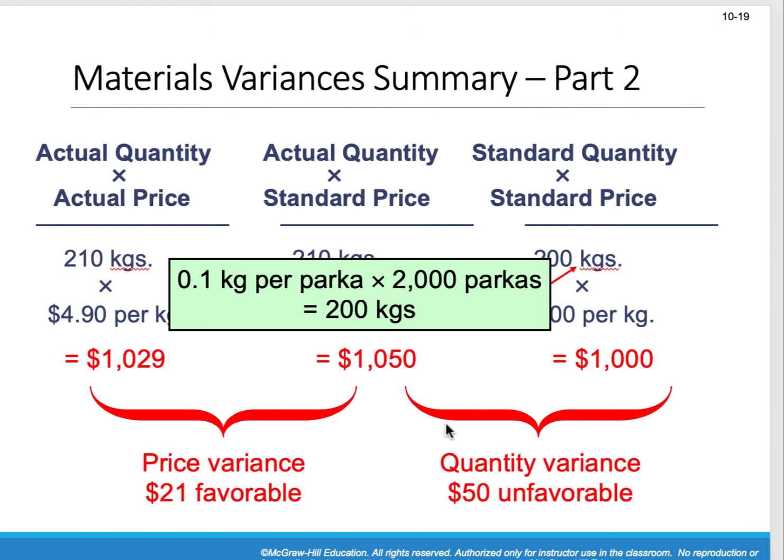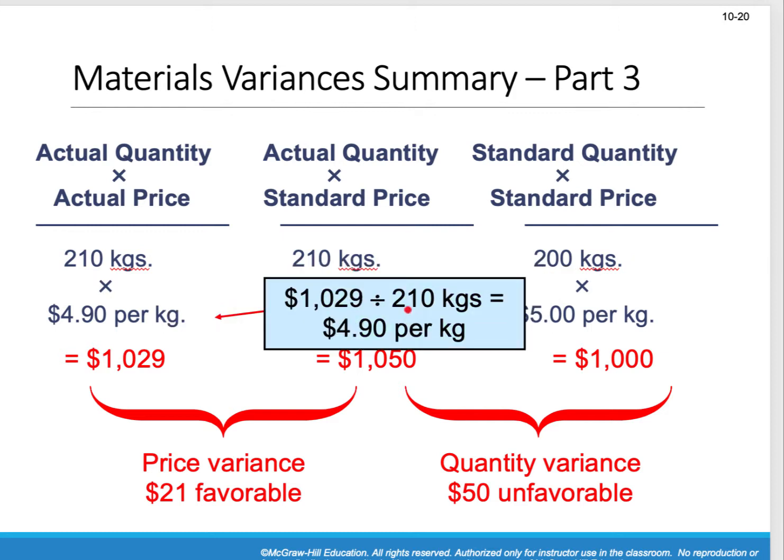And again, these next slides, if you had the opportunity to look at them, great. If not, that's okay. I'll just go through them real quick. They already showed how we got this 200 kilograms. It's the actual output for the period at the standard quantity that should have been used. And the same thing, how did we get that 490? Well, we divided. We know what our total price is and what the actual quantity is. We divide those to figure out what the actual price per unit is.